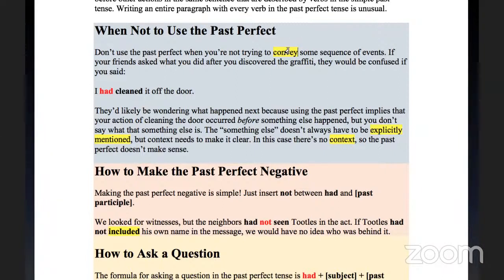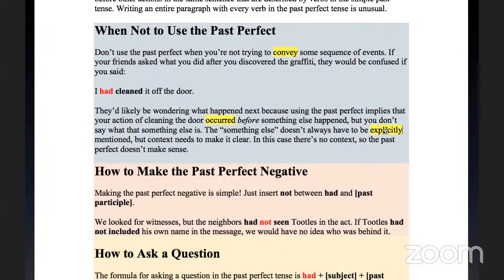They would likely be wondering what happened next, because using the past perfect implies that your action of cleaning the door occurred before something else happened, but you don't say what that something else is. The something else doesn't always have to be explicitly mentioned, but context is needed to make it clear. In this case, there is no context, so the past perfect doesn't make sense.